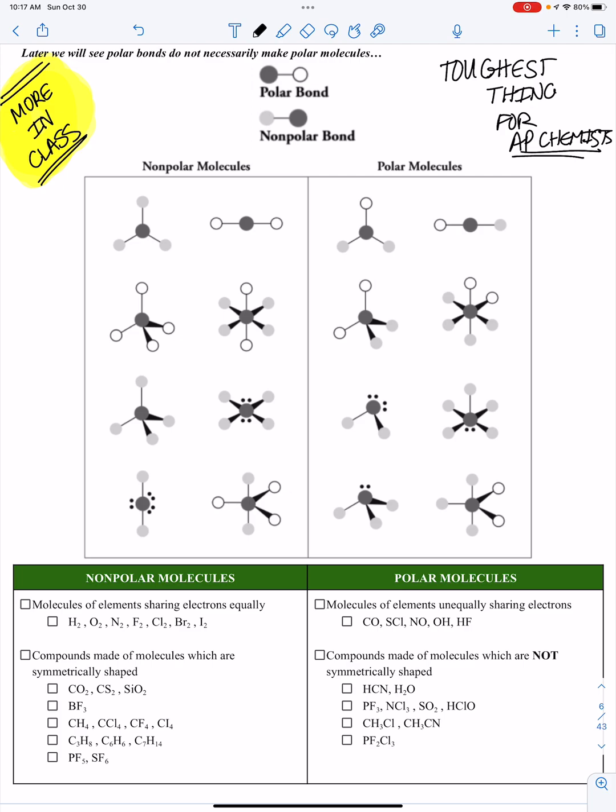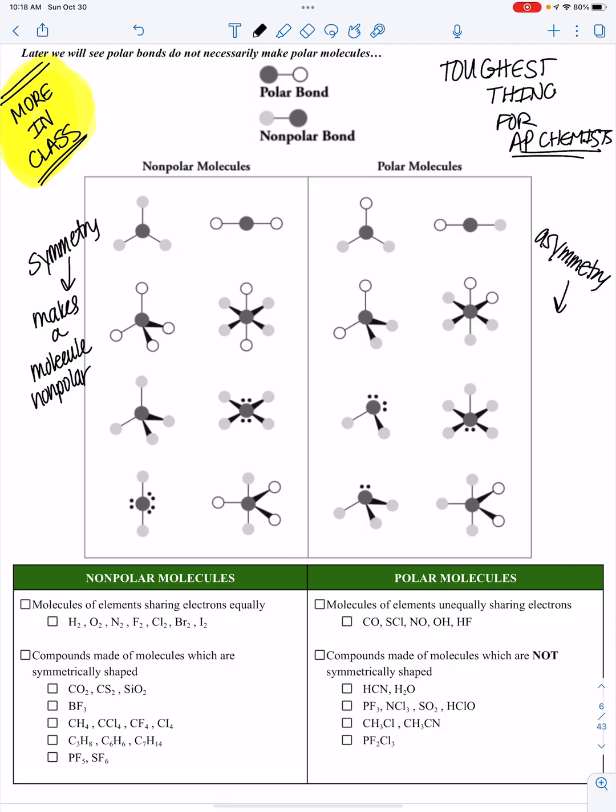But we'll see that if I have symmetry, that makes a molecule nonpolar. And if I do not have symmetry, if I have asymmetry, that's no symmetry, that will make a molecule polar. But I'm not going to spend too much time on this. This is more on this later. I have wonderful examples here that you could read on your own.